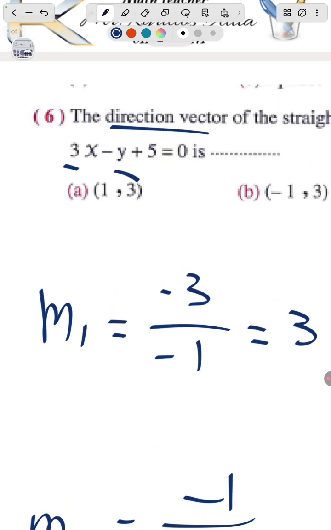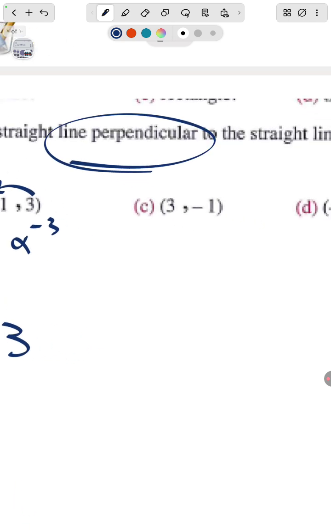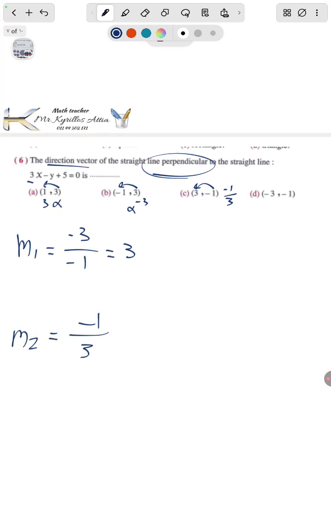Here the slope 3 over 1 equals 3, wrong. And here 3 over negative 1 equals negative 3, also wrong. And here negative 1 over 3 equals negative 1 over 3, the same slope I need. So the correct answer will be letter C.